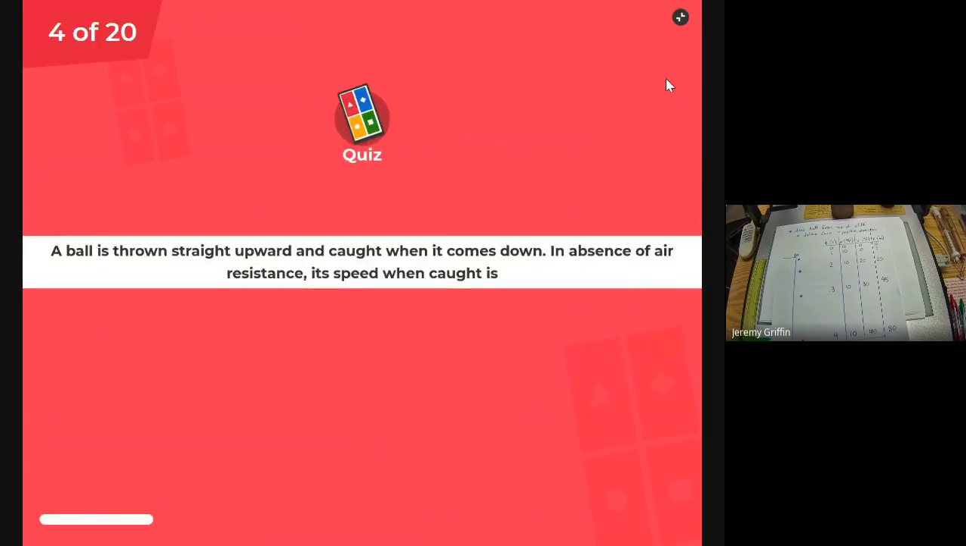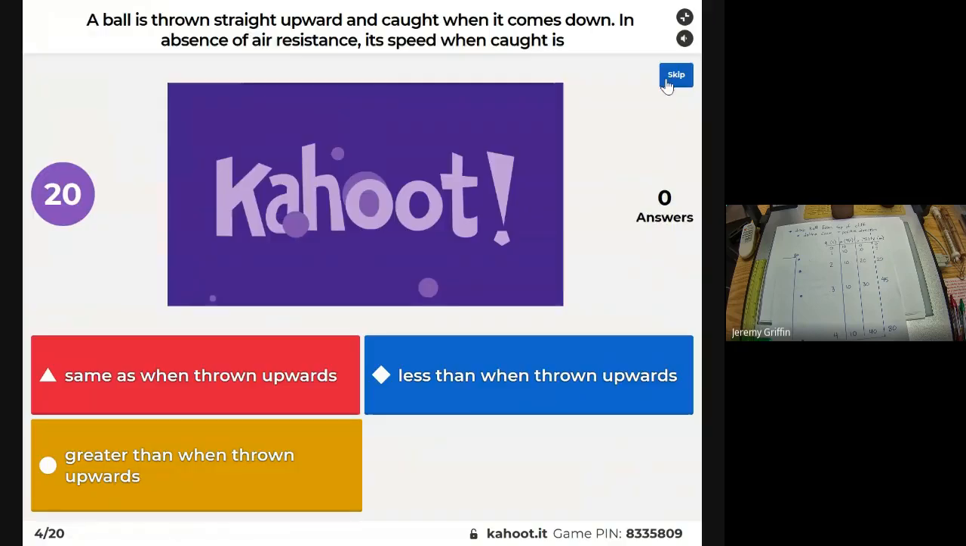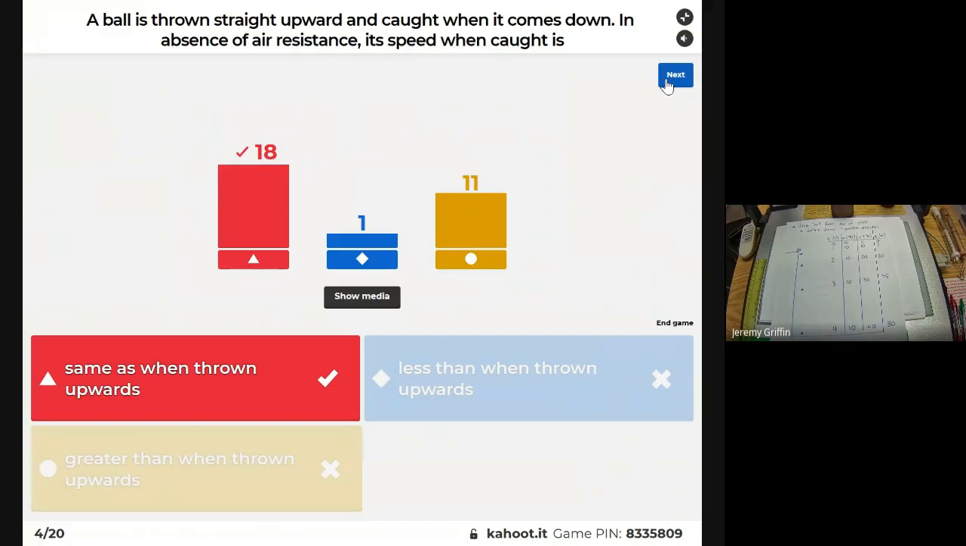Back from the dip. A ball is thrown straight upward. It's caught when it comes back down in the absence of air resistance. The speed when you catch it is what? Yeah, the same way through it.